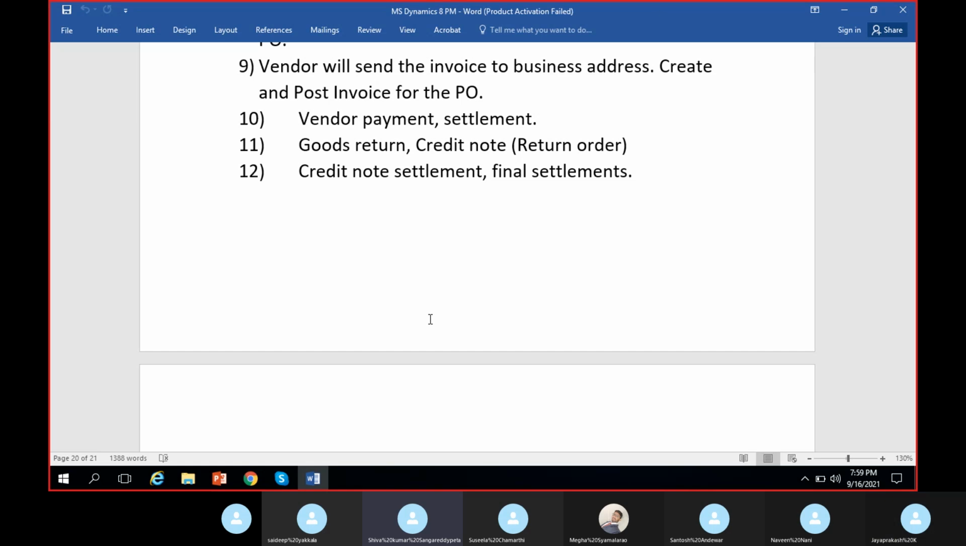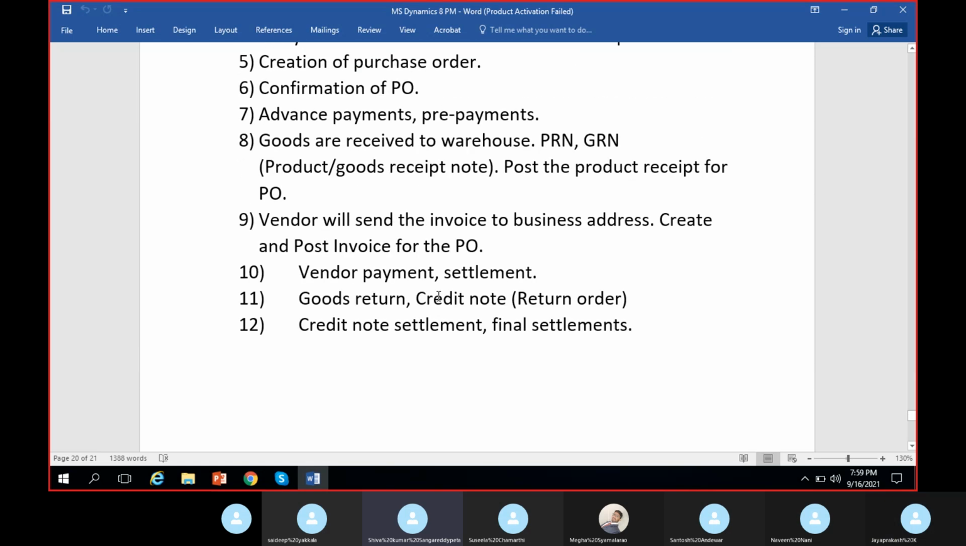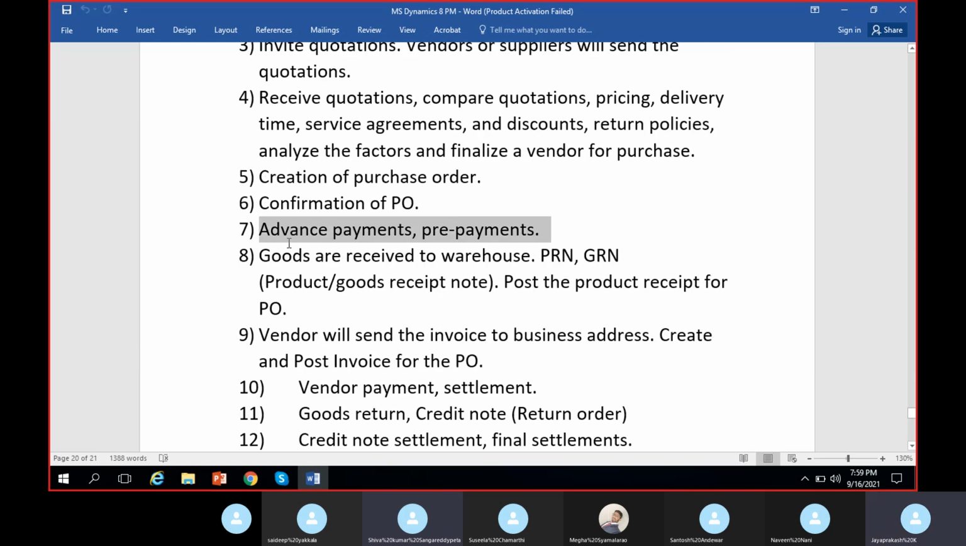Sir, the middle points are advance payment and prepayments. Okay. So, Shiva, there's nothing to get confused about in this. Once you create a purchase order, before the vendor delivers any goods, you can make an advance payment for him, like 10% advance payment. If the vendor has a condition that you should pay 10% or 20% advance before delivering the goods, then we pay an advance payment. That's all. Okay.